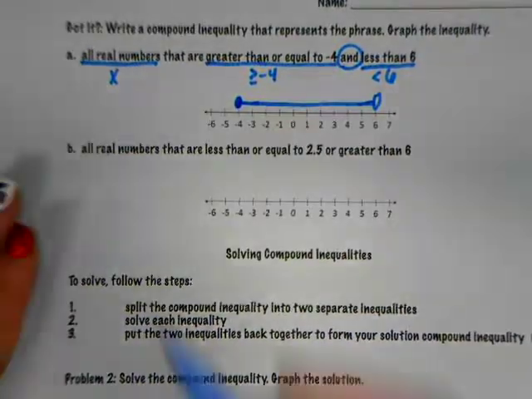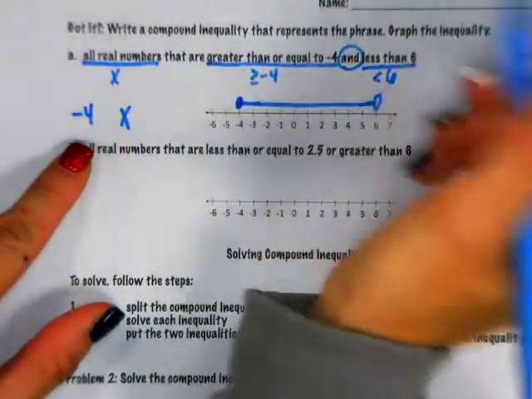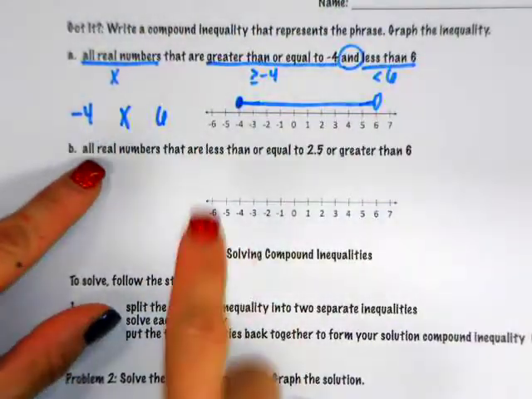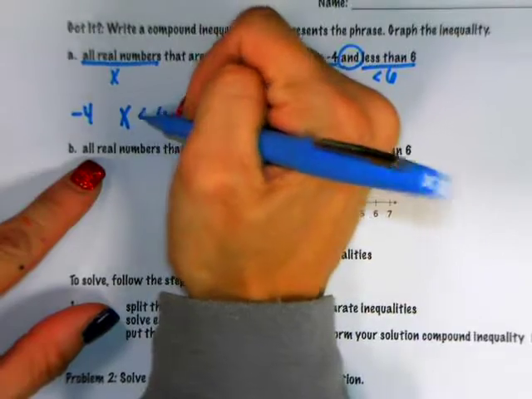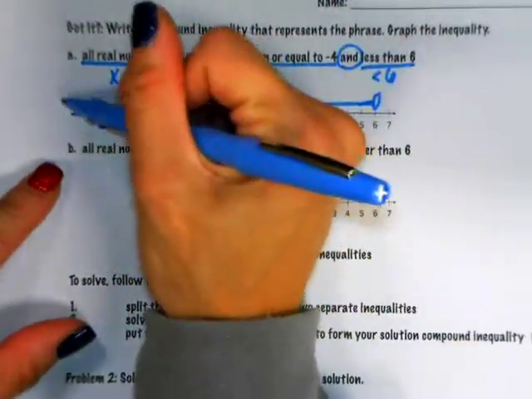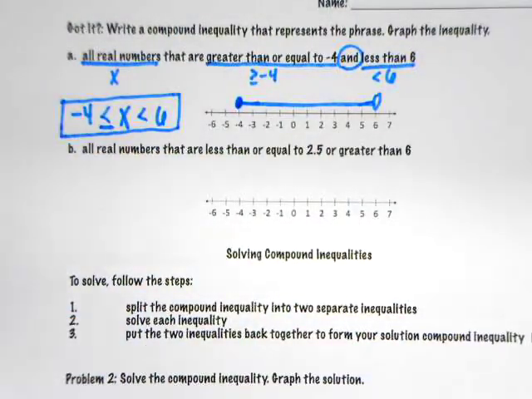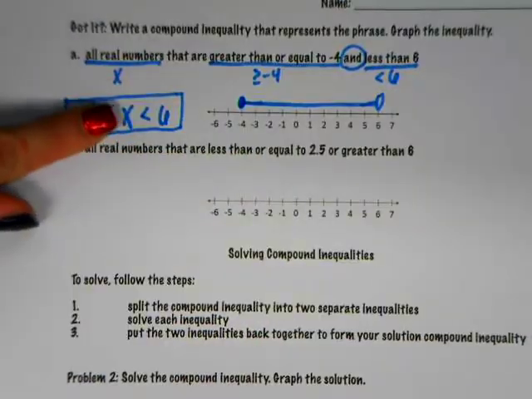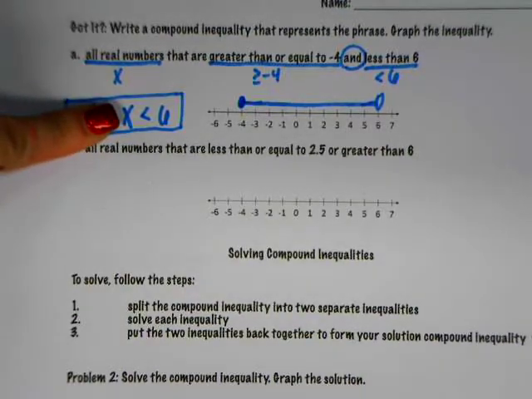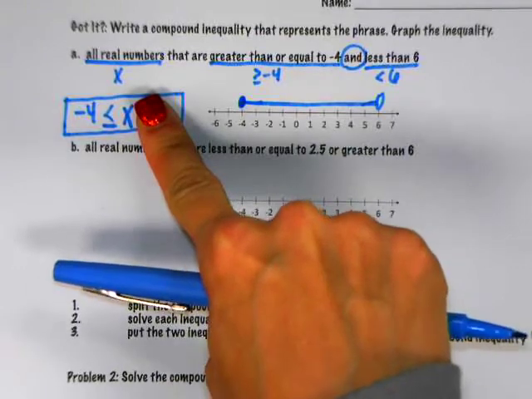So for your inequality, you should have x in the middle. You should have your -4 and your 6. They're both less than signs, but the -4 one will get the line underneath it. That way, if you cover up this, you have x is less than 6. And if you cover up this part, you have x is greater than or equal to -4.